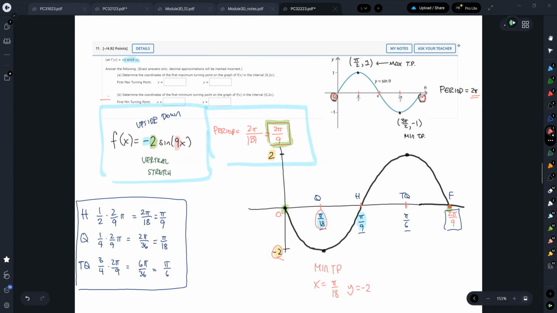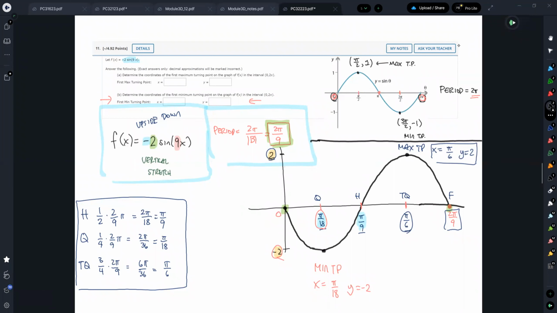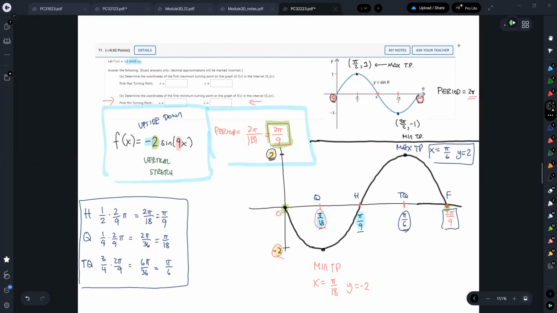Right, so that would be the answers to part B. And then the maximum turning point has the x coordinate of pi over 6 and a y coordinate of 2. All right, so this is kind of tying all the trig functions, all the questions from number 1 to number 7 all together to analyze this question. So this would be the answer for part A.